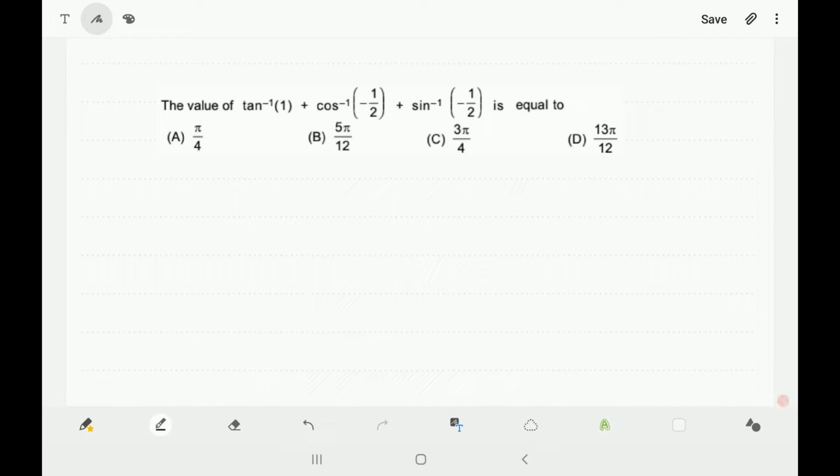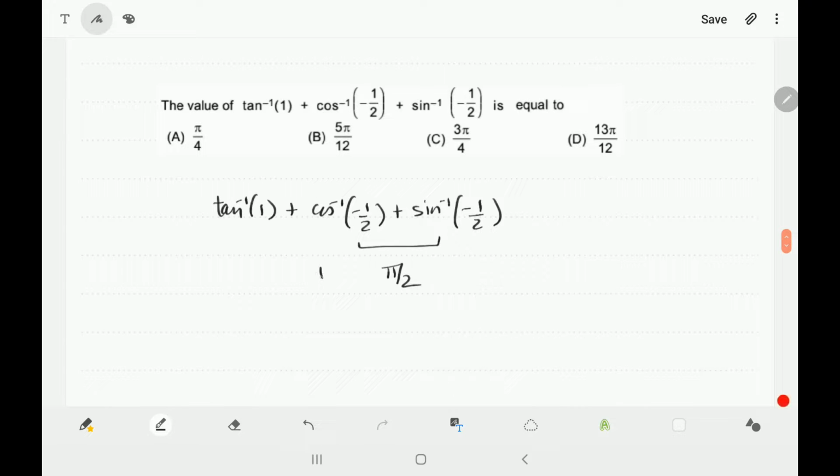In this problem, we have to find the value of tan inverse 1 plus cos inverse minus half plus sine inverse minus half. It's an easy problem. You already know that sine inverse x plus cos inverse x is pi by 2. So this value will be equal to pi by 2.